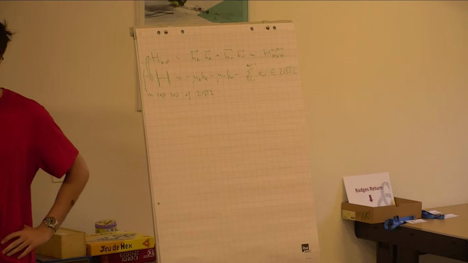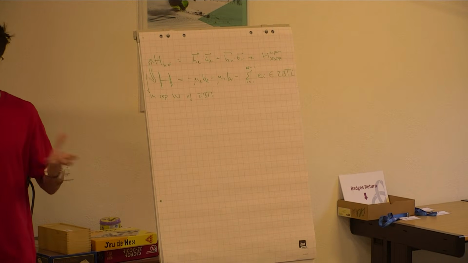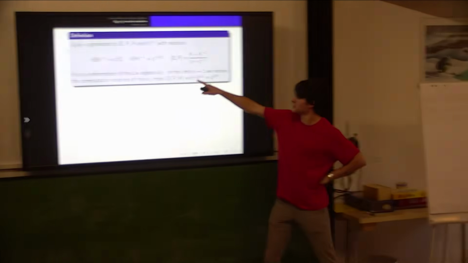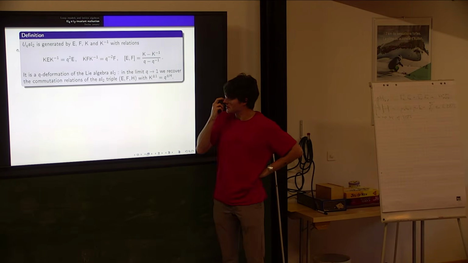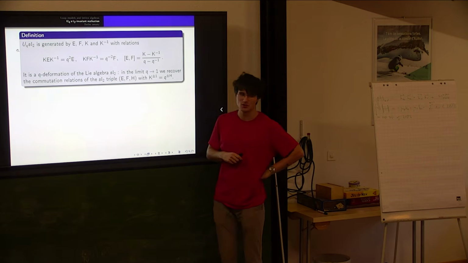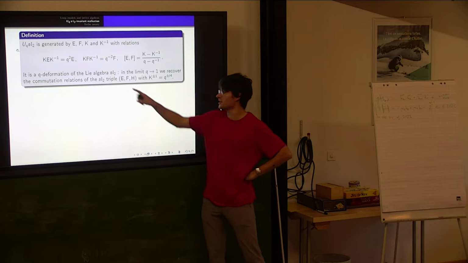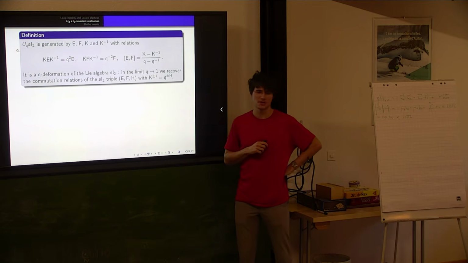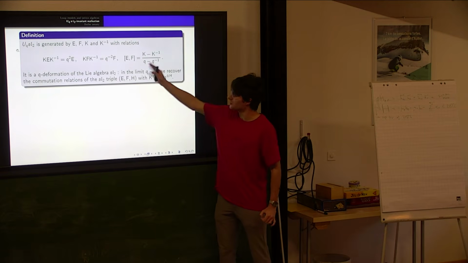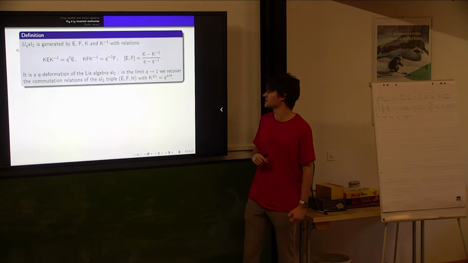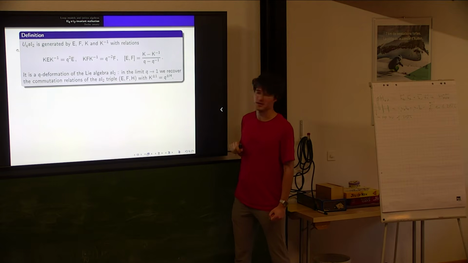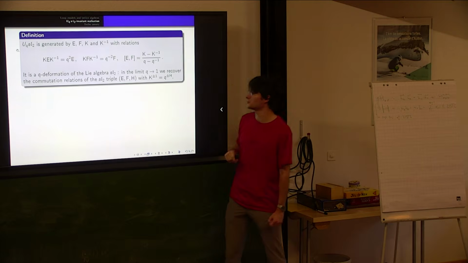Okay, so let me just remind you what the Uqsl2 algebra is for those who may not be familiar with it. It's an algebra generated by the generators E, F, K, and K minus 1, and they satisfy these relations. One way to see this algebra is as a Q deformation of the Lie algebra of SL2. The way to see it is to take the limit Q to 1, and then if you rewrite these relations, you will obtain the enveloping algebra of SL2. And you also have to define K as Q to the power H, to obtain the SL2 triple E, F, H.